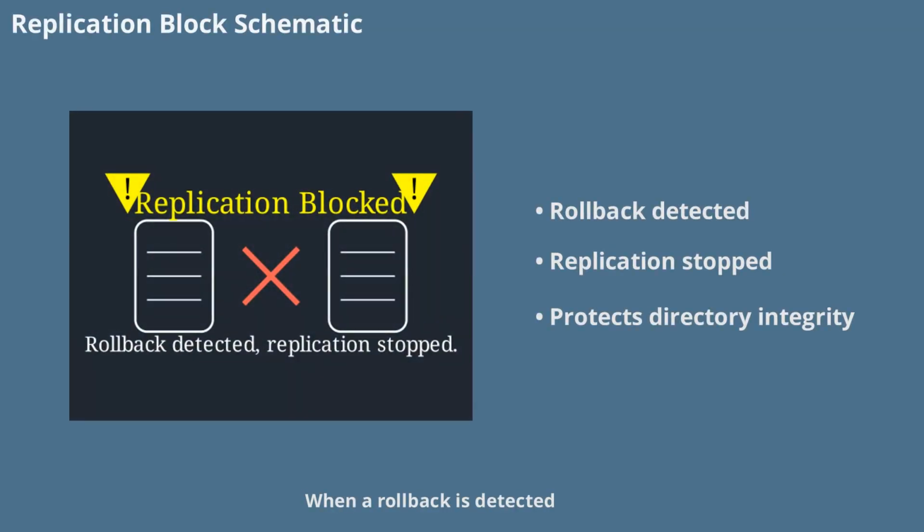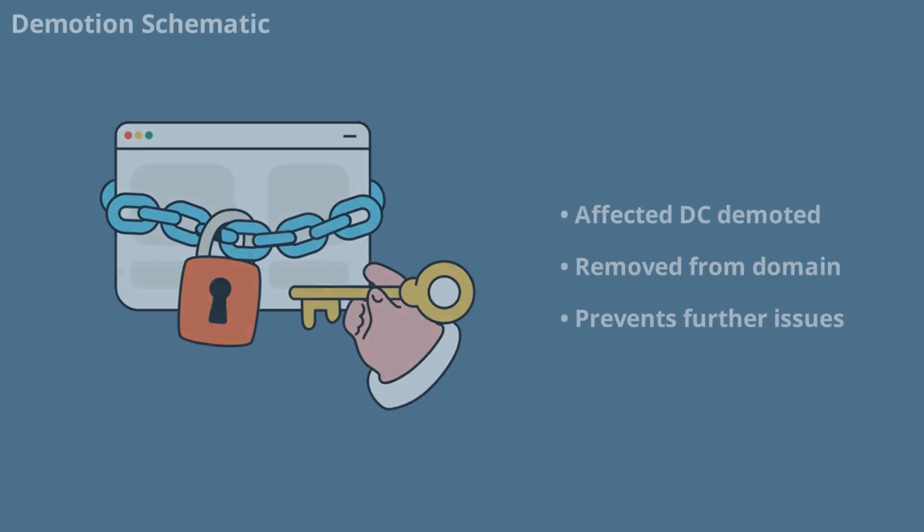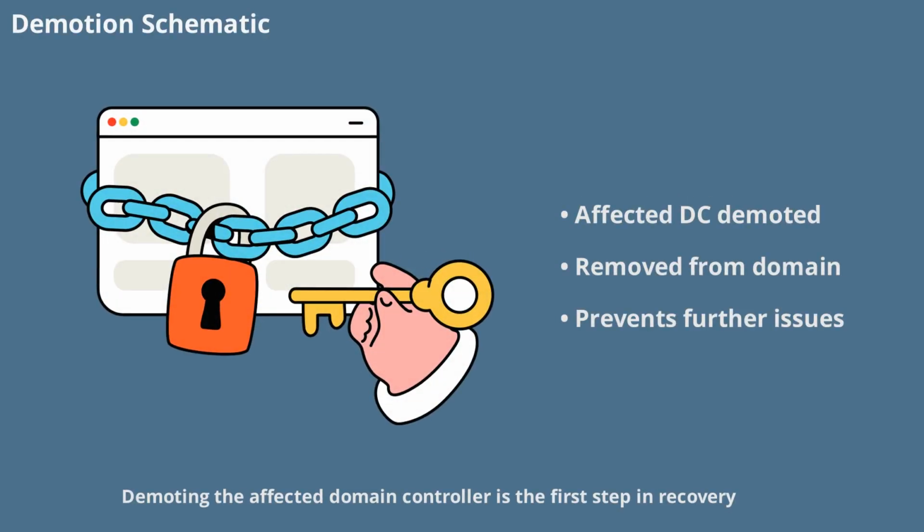When a rollback is detected, replication is blocked to protect the directory. This ensures that no potentially corrupted data is spread to other controllers, maintaining the integrity of the entire system. Demoting the affected domain controller is the first step in recovery. This removes the problematic controller from the domain, preventing further replication issues and setting the stage for a clean rebuild.